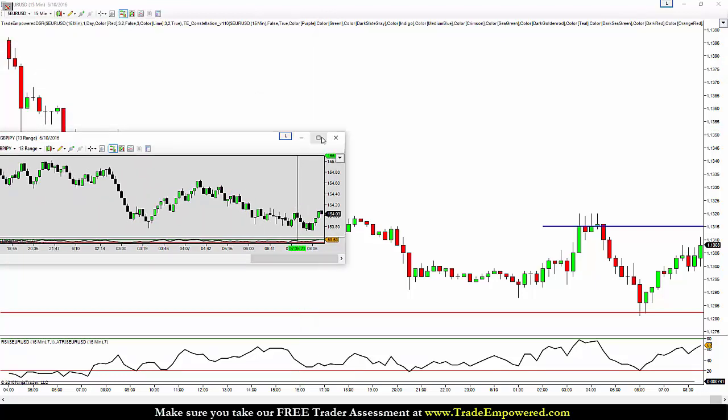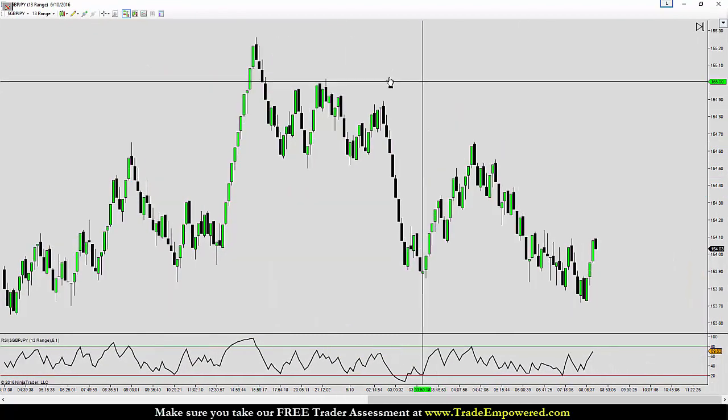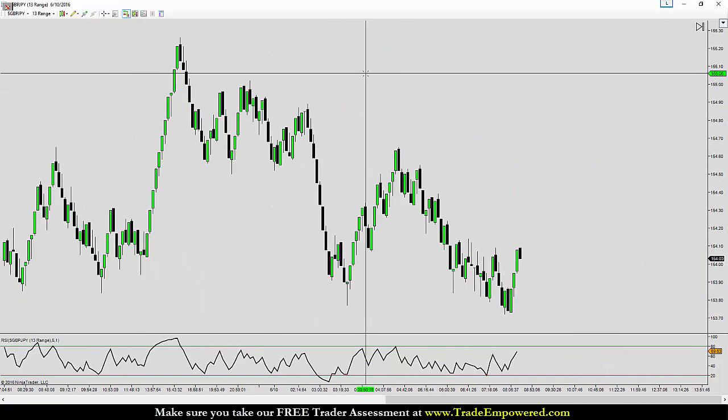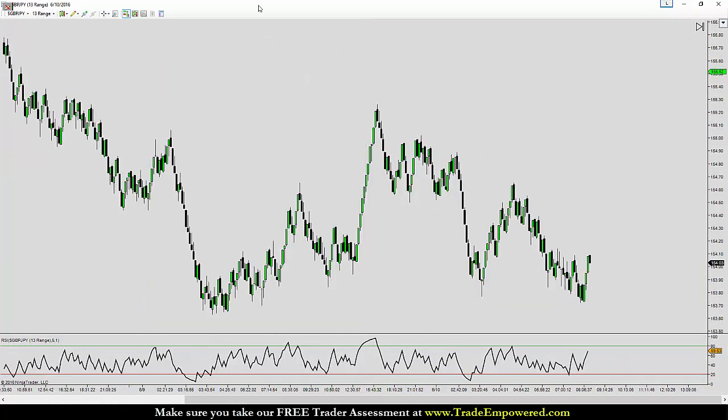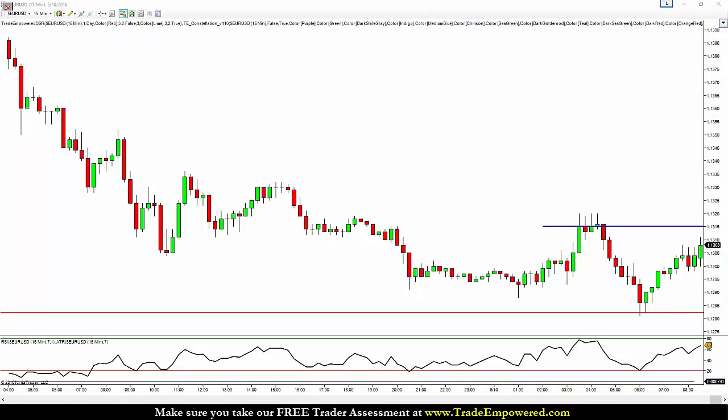I've been watching this on the 13 range bar chart. I was watching pairs on the 13 range bar chart yesterday too. This is Pound Yen, obviously, but I think I'm really going to try and make an effort to get back on the range bar charts a little bit more. I say it every year.